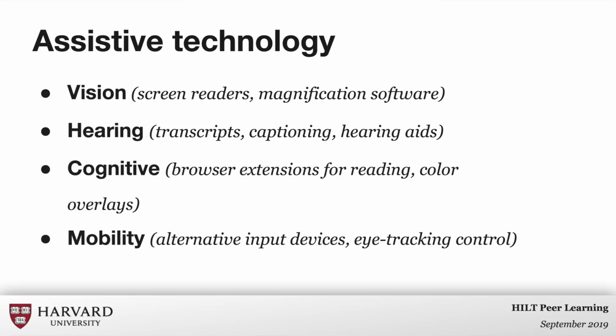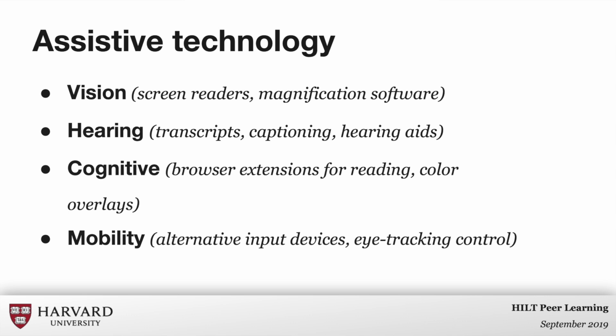So for hearing disabilities, transcripts, captioning, people may use hearing aids. To be compliant with standards, you want to include either transcripts or captioning. Including both is best. It's also great for learning in general, but at least one of those needs to be present for it to be considered accessible.